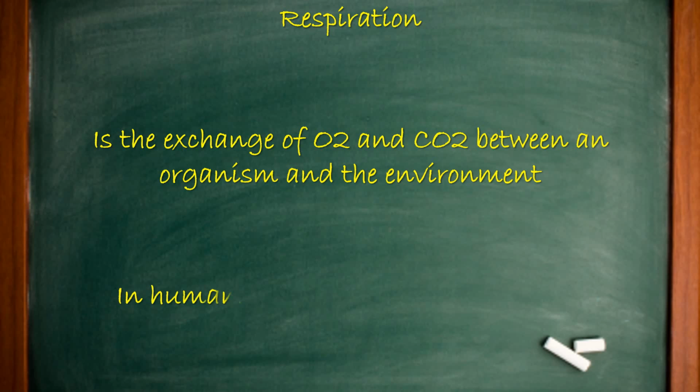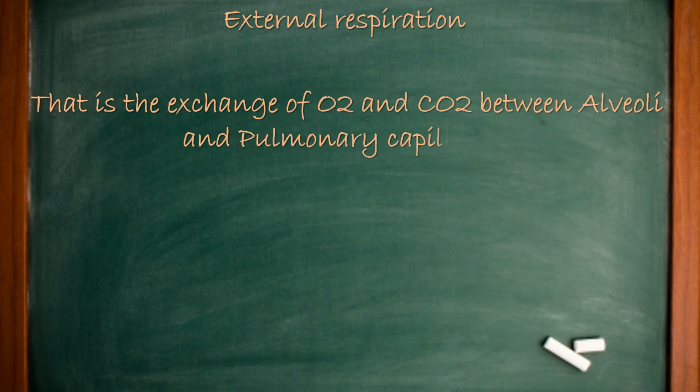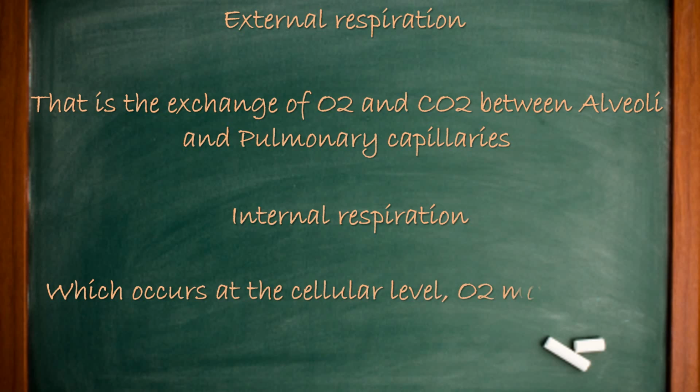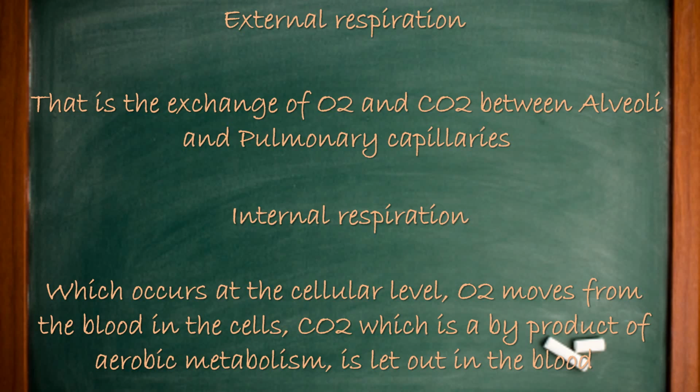In humans, it is divided in 2 phases. External respiration, in which oxygen and carbon dioxide are exchanged between the alveoli and the pulmonary capillaries, and internal respiration, which occurs at a cellular level, wherein oxygen from the blood moves into the cells and carbon dioxide, which is a byproduct of the aerobic metabolism, is let out into the blood. In the later part of this video, we'll also have a look at the process of external respiration, while that of internal respiration we will cover in a later video. So now let's start with the mechanics of ventilation.